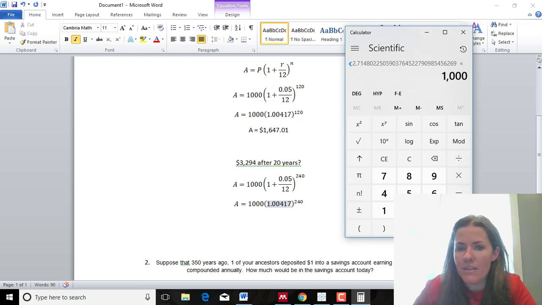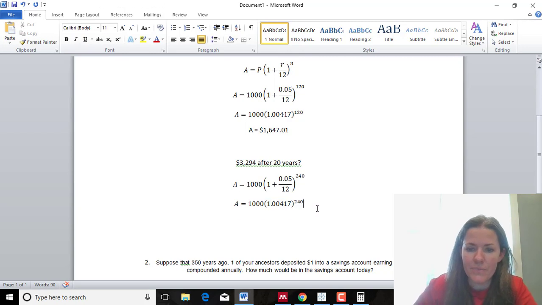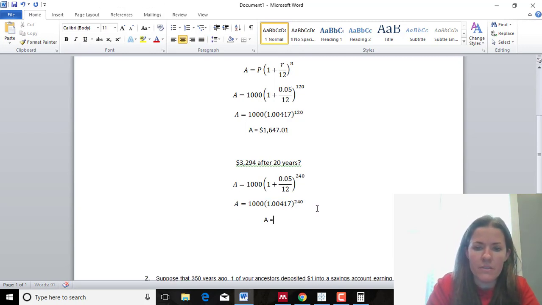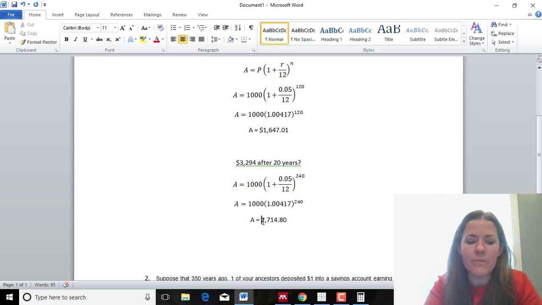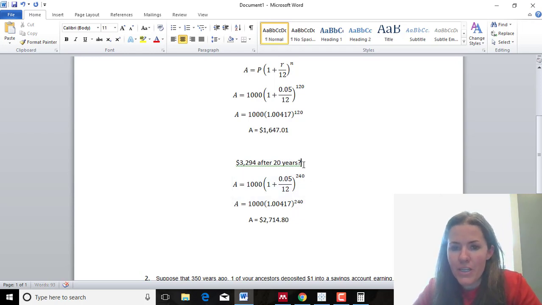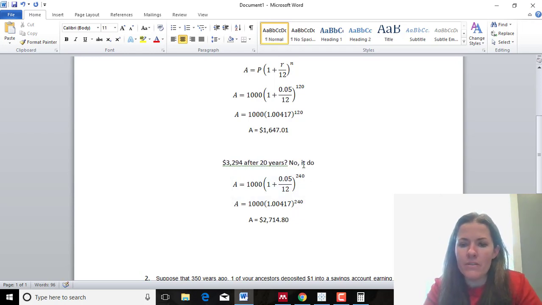Dun, dun, dun, dun. $2,714.80. Now, I asked you, would it be double that? No, it's not. It's not double. Just because it's double years doesn't mean that it's going to be double that amount. So no, it doesn't double. It's compounded. Compounding is much different than doubling.